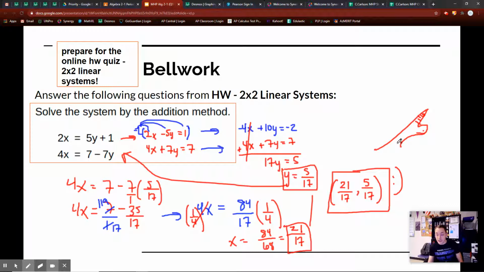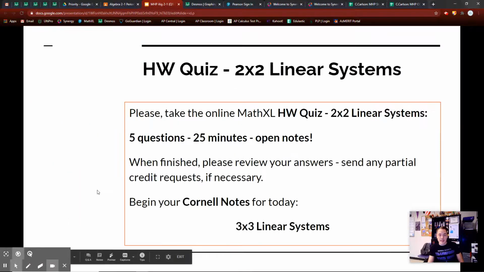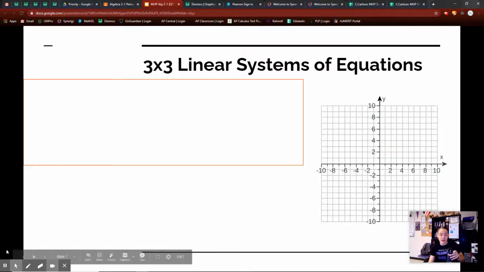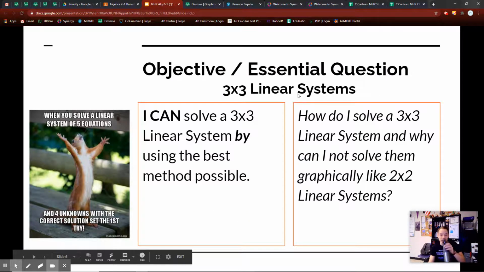Make sure you take a picture, get it written down so you know what to do for the homework quiz. Let's race. You will have 25 minutes, 5 questions. Please review your answers. Send any partial credit requests to me if you need to. You don't need to, though. And then begin your Cornell notes today for 3x3. I only have 4 examples for these Cornell notes. 4 examples. Okay? So, without further ado, after you complete that, let's get started on 3x3s.